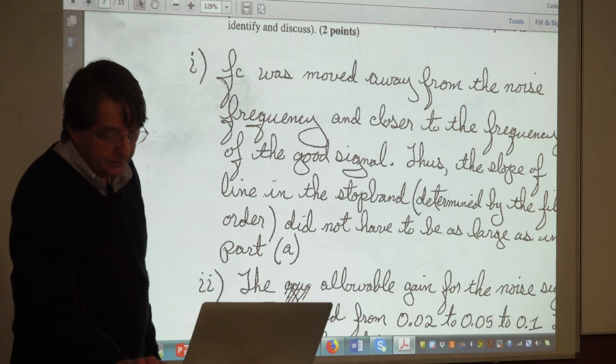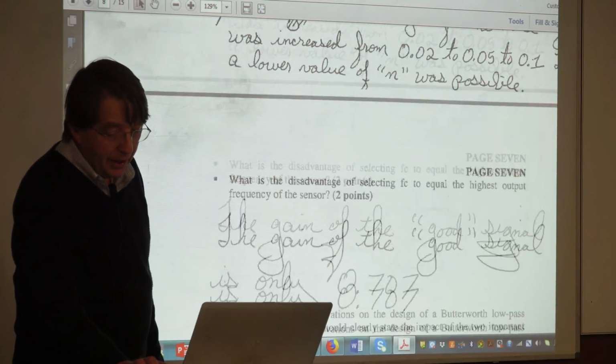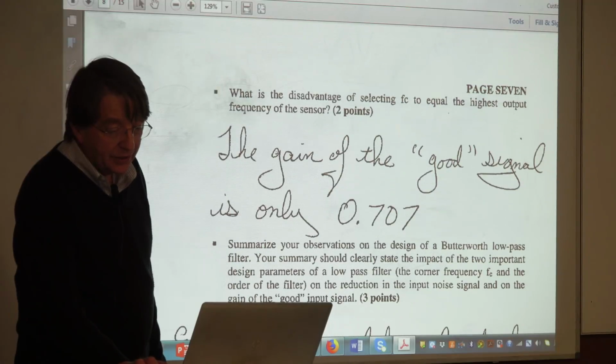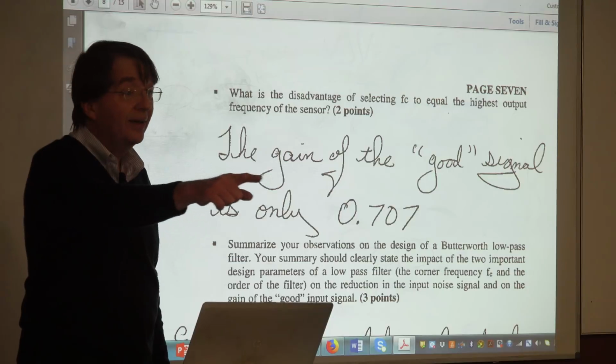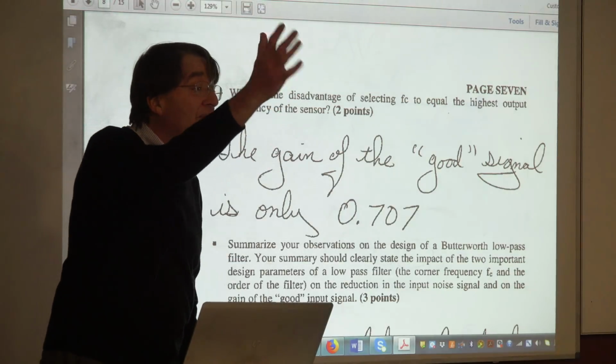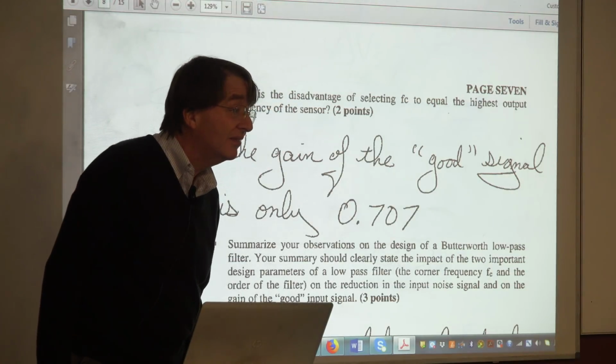Okay, so that's it. And what is the disadvantage of selecting f sub c equal to the corner? We only get roughly 71% of the good signal.